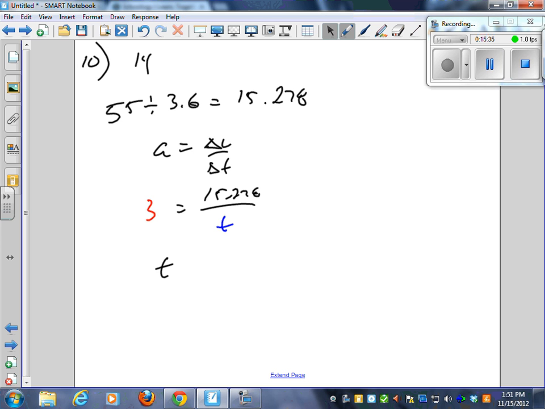The 3 and the T switch spots. If you don't know that, you need to practice that over and over and over until you get it. It's so important. It's got to be automatic. No thinking. Automatic. Okay?